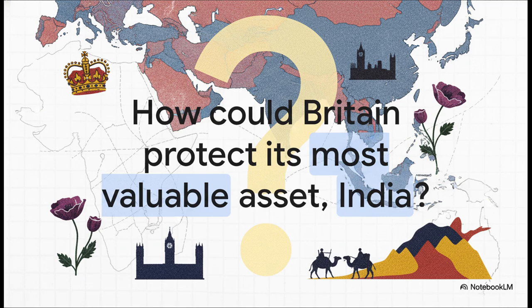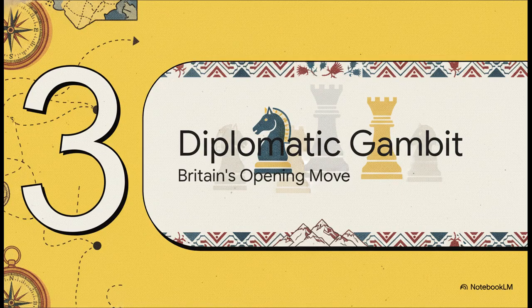So everything really boiled down to this one huge question for British policymakers. Protecting the crown jewel of their empire was everything. And the answer, they thought, was to control Afghanistan. In response, the Governor-General of India, a man named Lord Auckland, decided he couldn't just sit back and watch. He made a big diplomatic move, one designed to secure Britain's very vulnerable western flank.